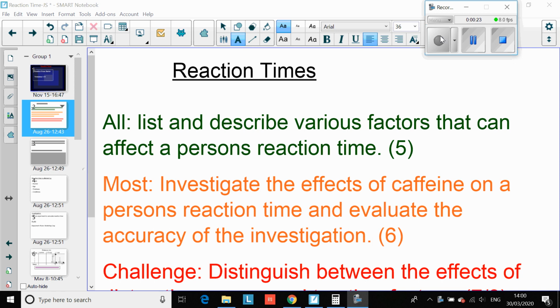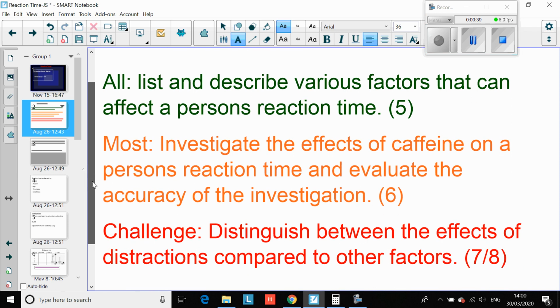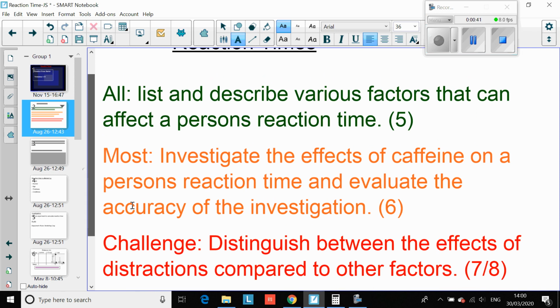And by the end of today, all of you should be able to list the various factors that can affect a person's reaction time, although you should be familiar with what some of those are. Most of you should be able to investigate the effect of caffeine on a person's reaction time and evaluate the accuracy of your investigation. And a few of you should be able to distinguish between the effects of distraction compared to other factors, although that we might actually leave for today. We'll see how it goes though.